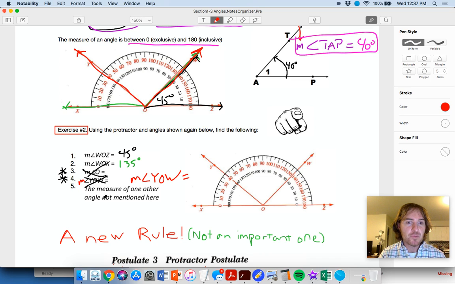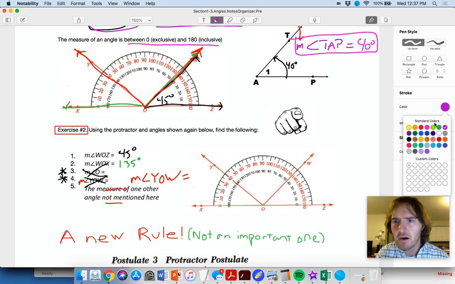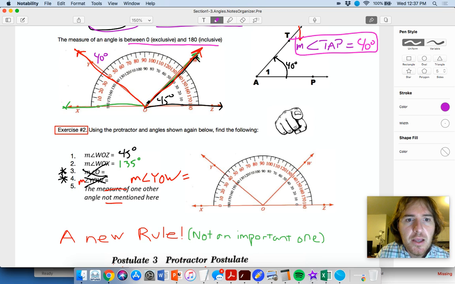Let's get that angle measurement here. And that's this last part. Measure of one angle, other angle not mentioned here. Let's just do this one here. So YOW. Okay, so this is a little bit harder. Let's think about how we would do stuff like this here. This here looks like OY is pointed to 40 degrees, and it looks like OW is pointed at 135 degrees, the way that I'm reading it. I'm reading the reds here.